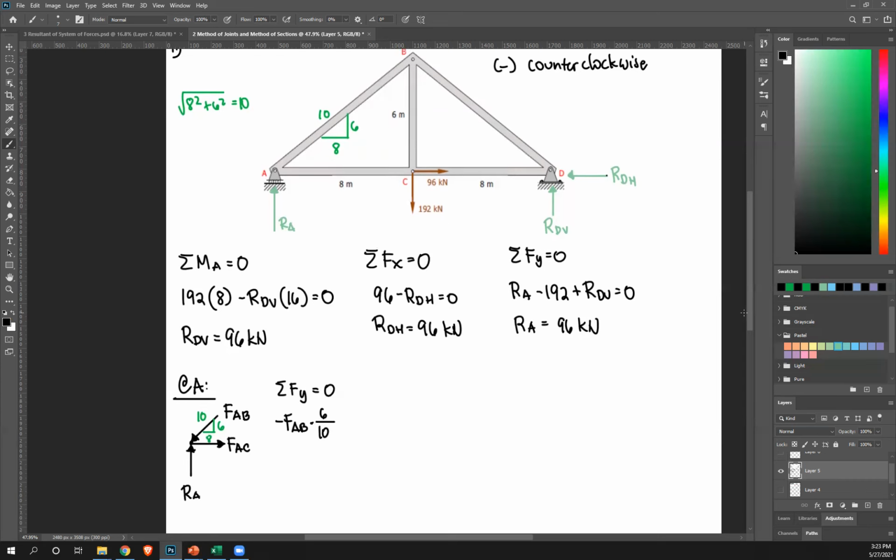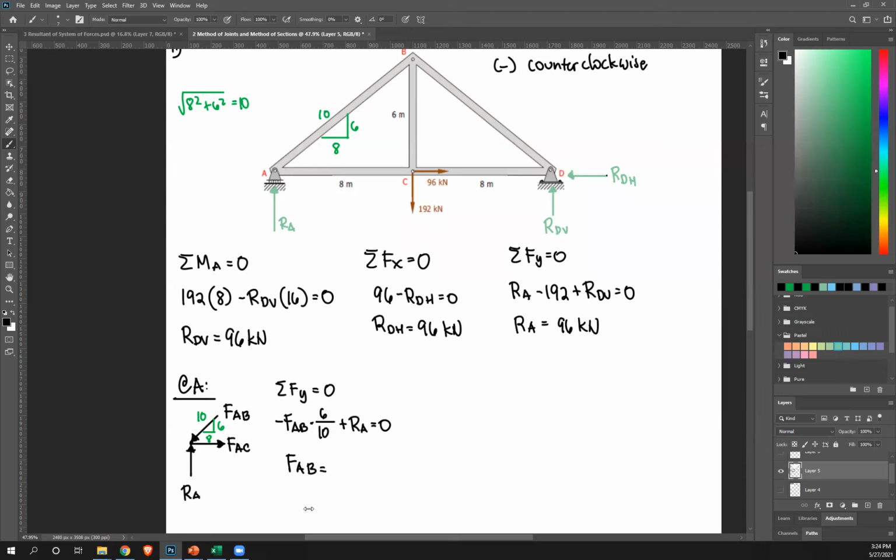Next, we have RA, upward, so plus RA. There is no other vertical force, so equate that to 0. Considering RA is 96, please solve what's FAB. Correct, it's 160. Positive, right?